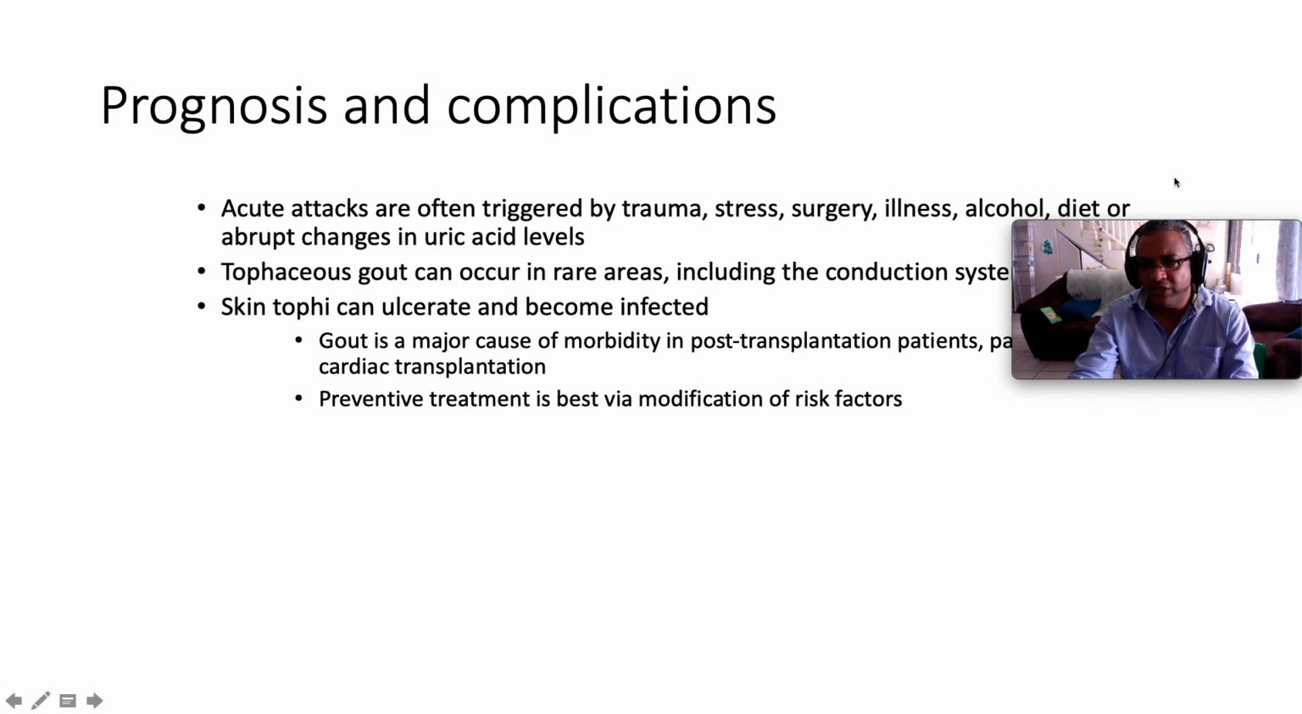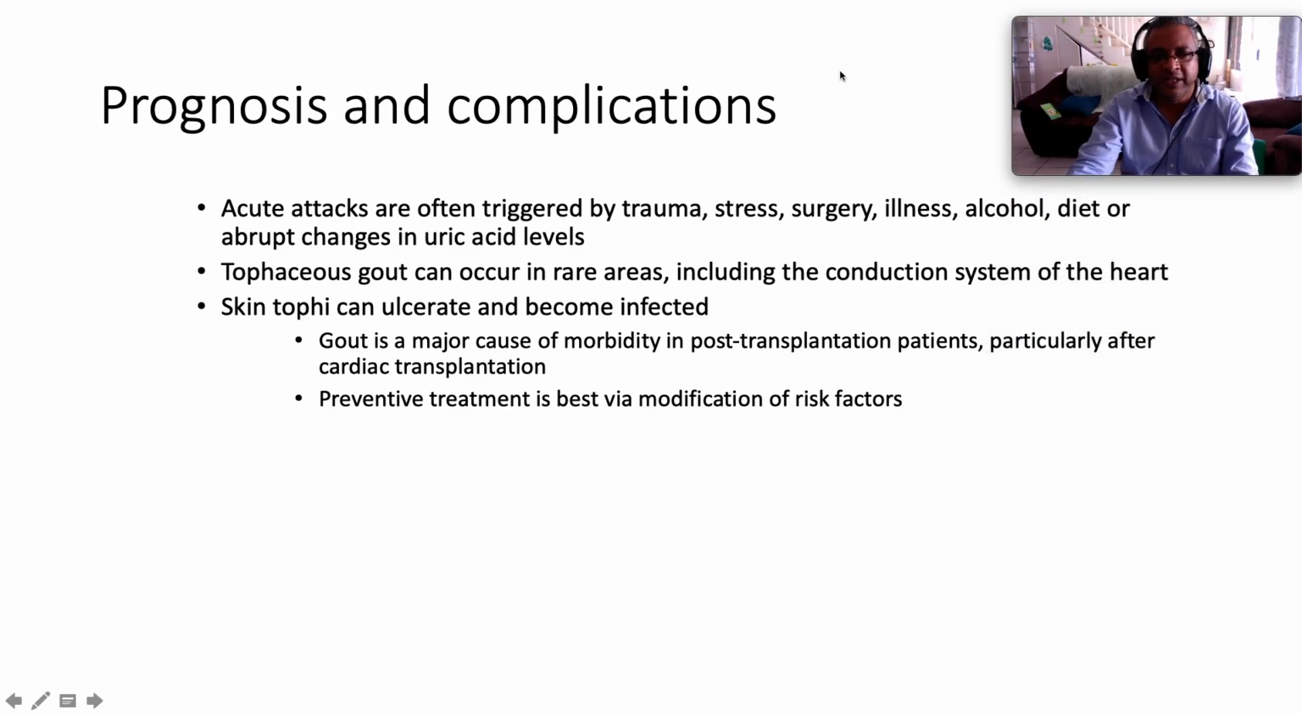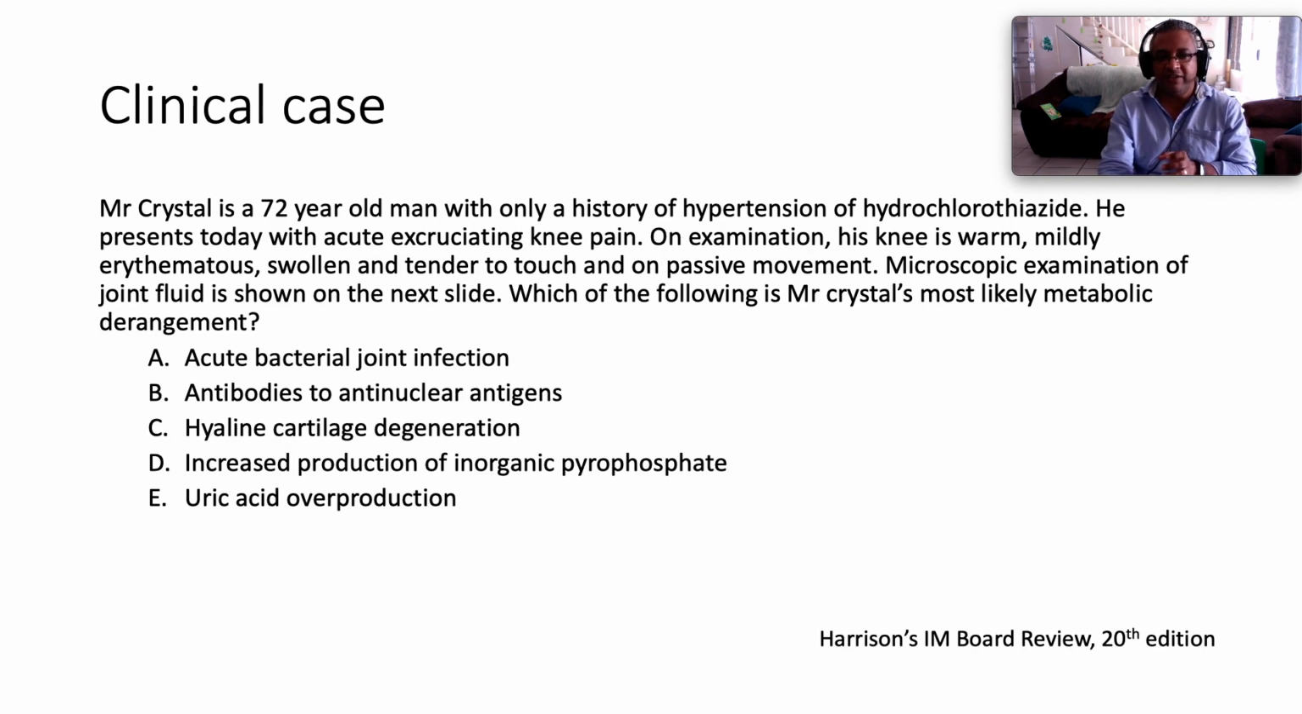Okay, let's talk prognosis and complications. Acute attacks are often triggered by trauma, stress, surgery, illness, alcohol, diet, or abrupt changes in uric acid levels, guys. Tophaceous gout can occur in rare areas, including the conduction system of the heart, beware, causing heart block. Skin tophi can ulcerate and become infected. Remember, guys, gout is a major cause of morbidity in post-transplant patients, particularly after cardiac transplantation. Preventive treatment is best via modification of risk factors, okay?